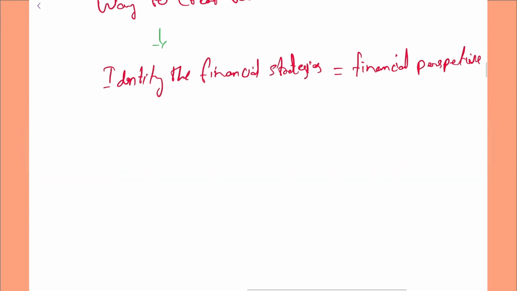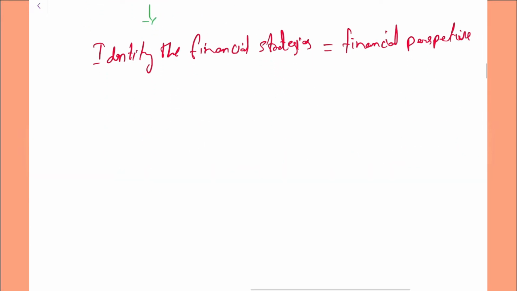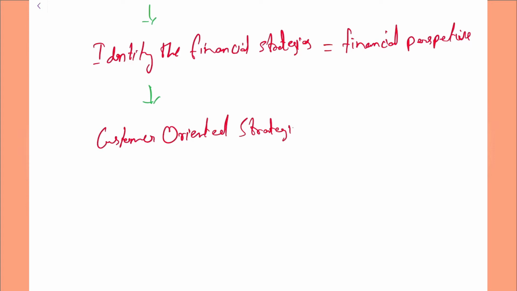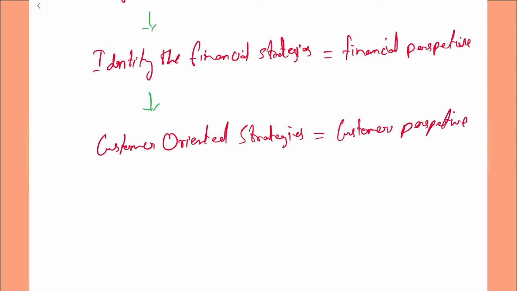So what is the second thing then? After identifying the financial strategies, we will then identify customer-oriented strategies. And this is where we look at the customer perspective, isn't it? Okay, folks. So we've already looked at two perspectives here and two more to go.